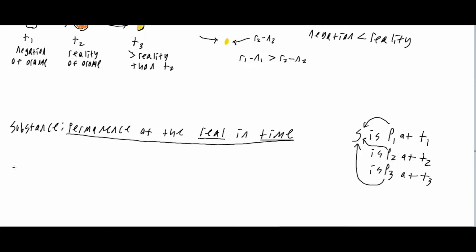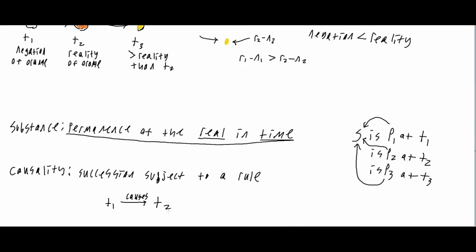And so Kant also goes through causality. So the schema for that is succession, the succession subject to a rule. And so succession is once again that sort of T1, then to T2, then to T3. But he says that this is subject to a rule because it's when some state of affairs at T1 causes some new state of affairs at T2.